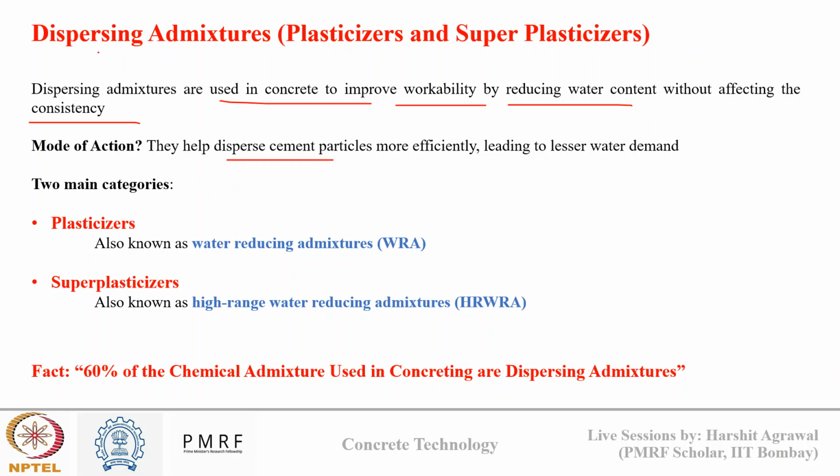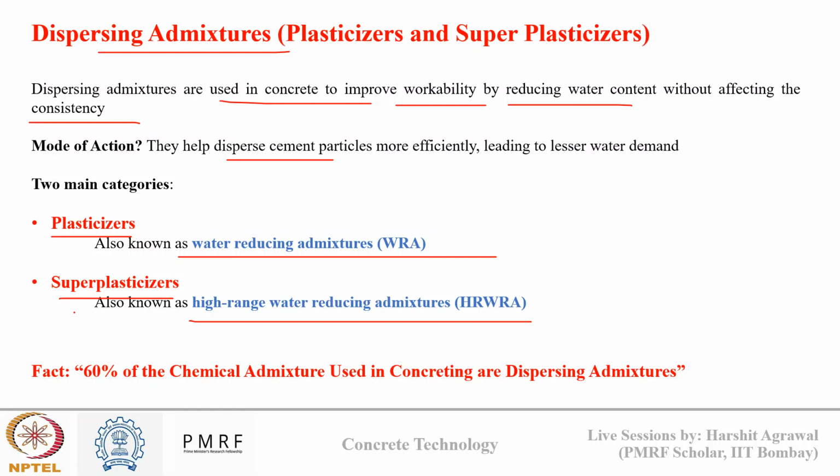Now, dispersing admixtures are of two categories. These are plasticizers and superplasticizers. Plasticizers are also known as water reducing admixtures, and superplasticizers are high range water reducing admixtures. Of the chemical admixtures used in concreting, 60% are dispersion admixtures. So these are one of the most commonly used admixtures in concrete.